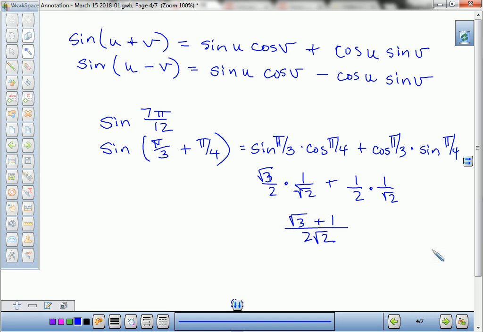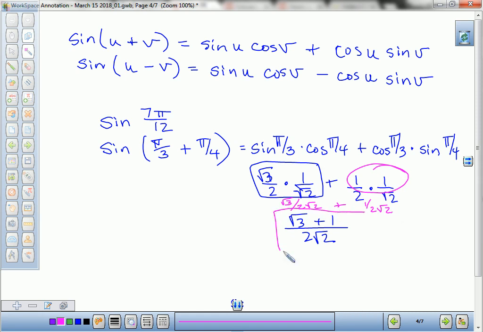Wait, how'd you simplify that again? I mean the root 3 plus 1. I multiplied these two, and when you multiply those, you multiply straight across. So you get root 3 over 2 roots of 2. I multiplied these, so you get 1 over 2 roots of 2. And then because they had a common denominator, I wrote it with a common denominator. It depends on how you do it.